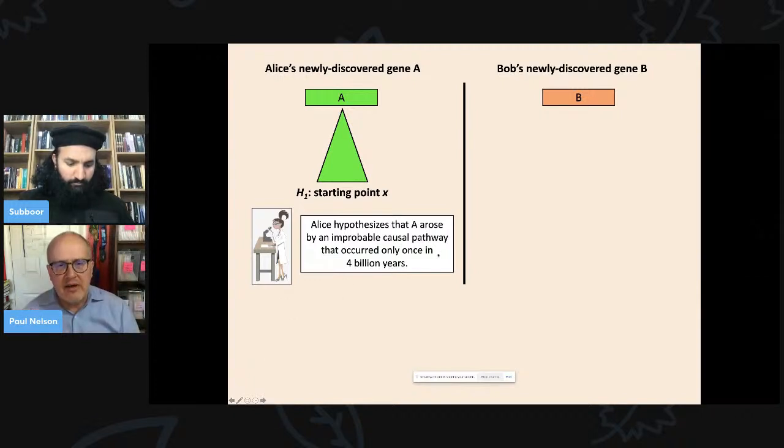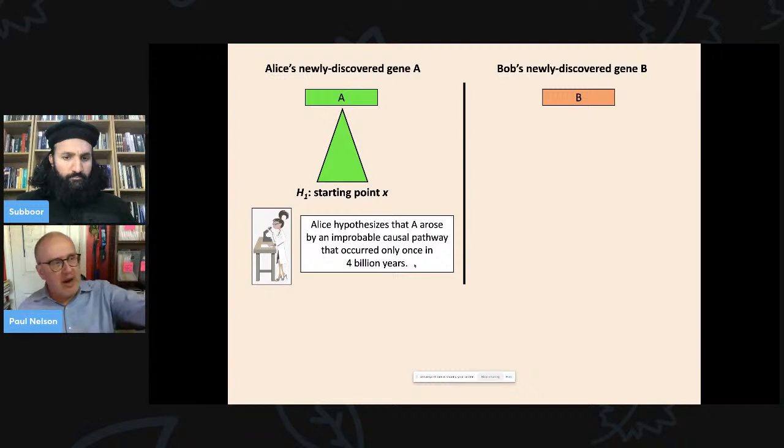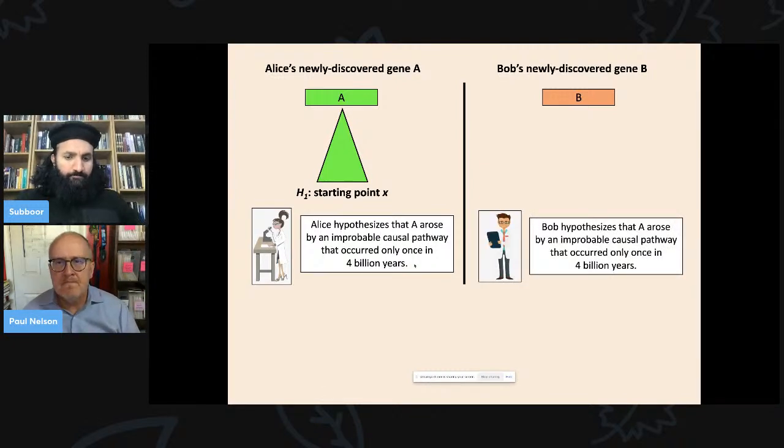Now, notice what I've done here. I've just borrowed that probability or that frequency that Martin proposed for endosymbiosis. He says, look, it's rare, once in 4 billion years. So I just borrowed that from him for the sake of the thought experiment. Here's Bob with his gene. And again, remember, Alice and Bob are working independently of each other. They don't know about each other's hypotheses or the genes.